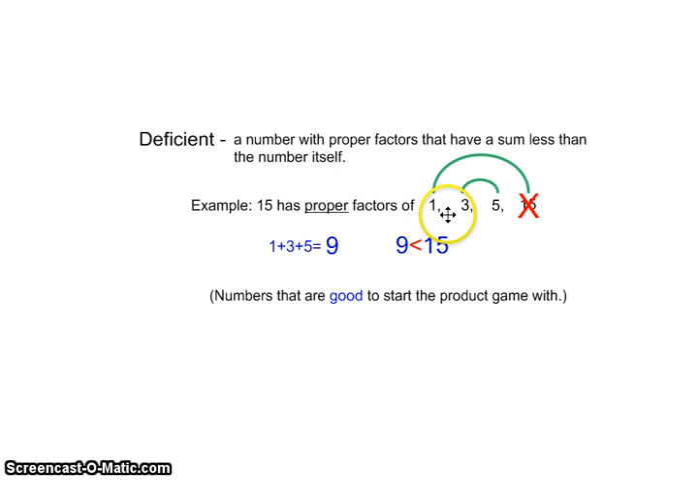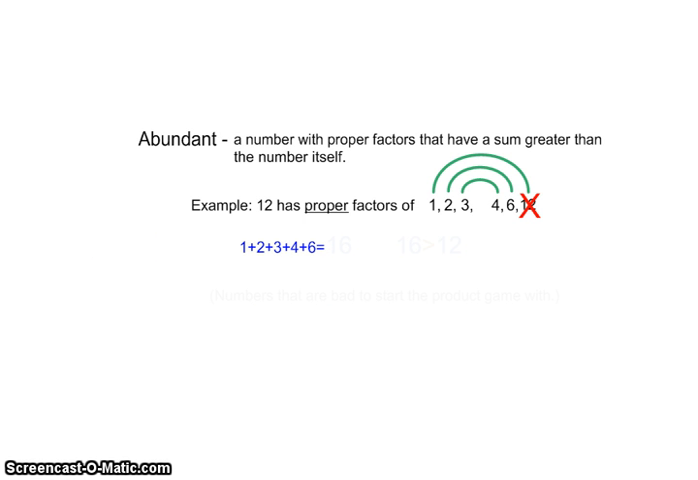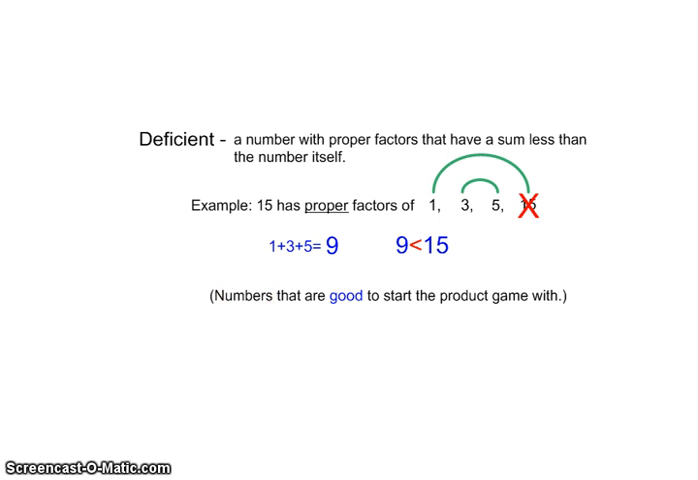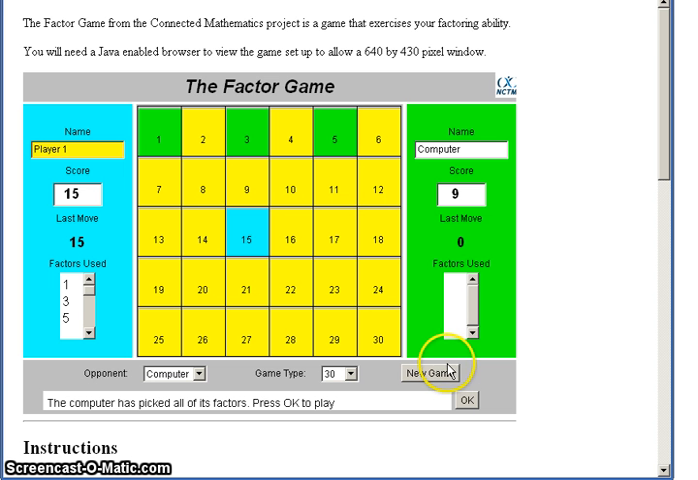We looked at an example like 15. 15's proper factors, 1 goes with 15, but 15's not a proper factor of itself. And then 3 and 5. 1 plus 3 is 4, plus 5 is 9. So all those proper factors of 15 added up to a number, 9, that is less than the number itself. So these are good numbers to start the product game with. All right, so far we've talked about abundant numbers and deficient numbers. So one would think the game is just split up between numbers that are good to play with and numbers that are bad to play with.